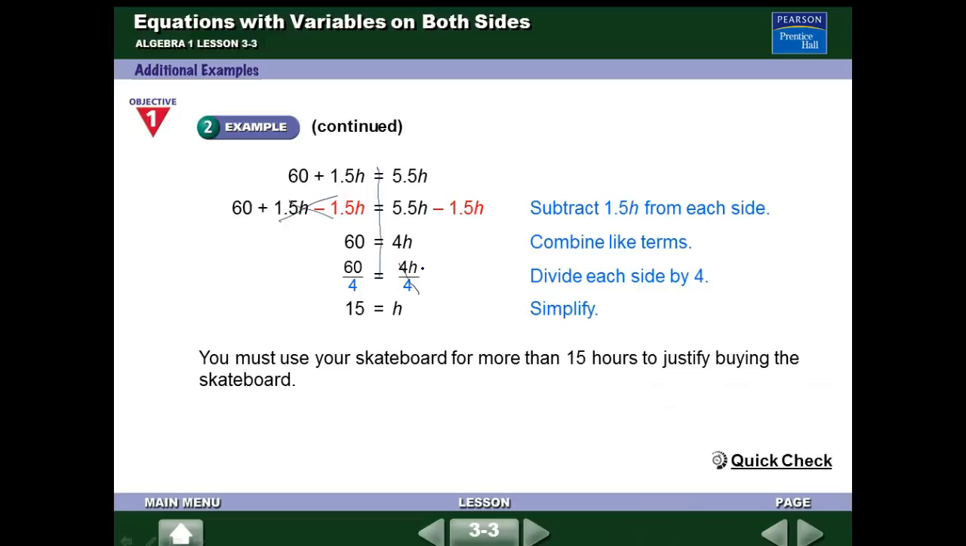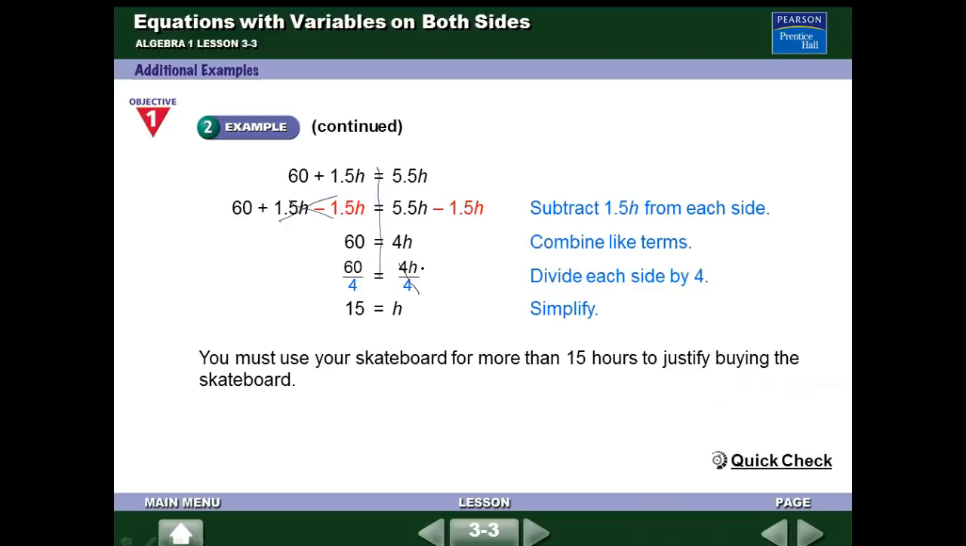Why do you have to use it for more than 15? So when you plug this in, 15 hours is when it's going to cost you the same amount of money to rent everything or to buy it for $60 plus the $1.50 safety. So at 15 hours, they're going to be equal to each other. Then that's when you're better off to have bought the skateboard, after you ride it for 15 hours, because the $60, you no longer have to pay that. That's already taken care of, and you're making or saving money, I guess is what I should say, versus having to spend it for the board and the safety.